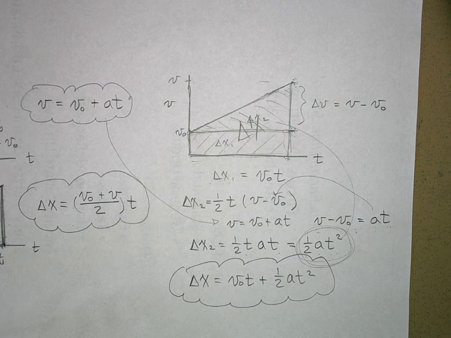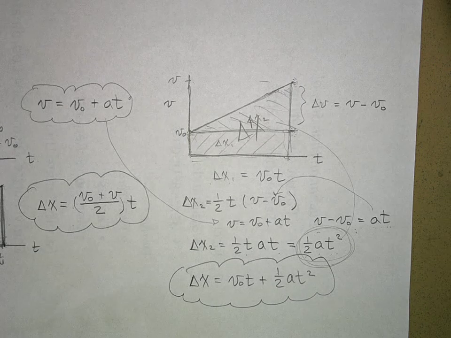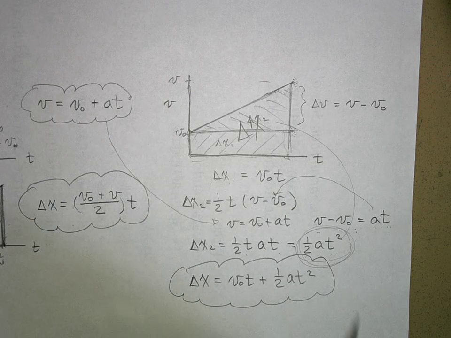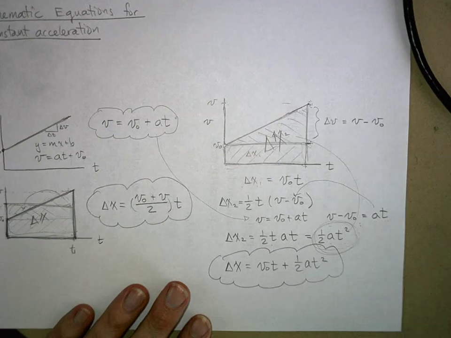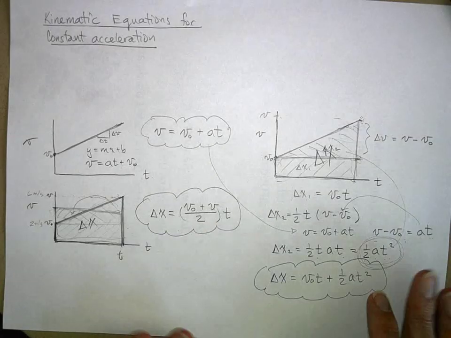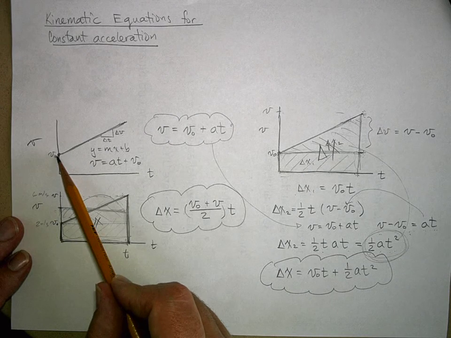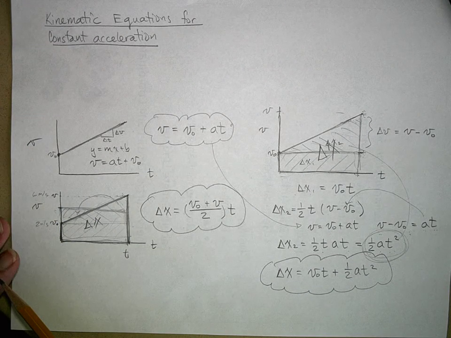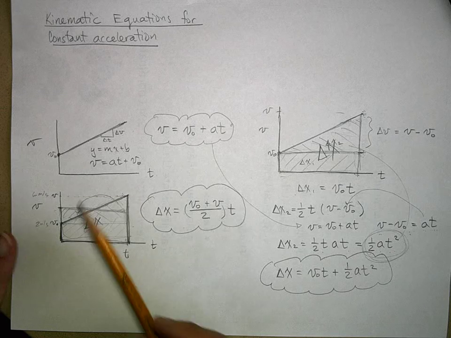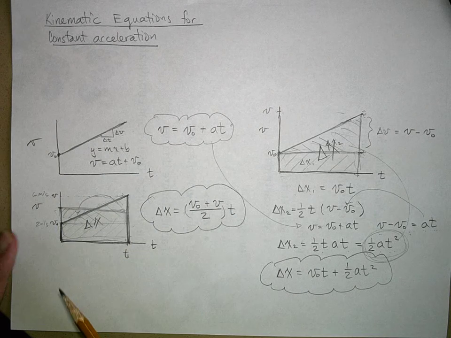I'm going to derive one more. And this one is strictly going to be a mathematical, an algebraic one. Let me zoom out so you can see the whole page here. All of these three equations are based on this graph, velocity increasing at a steady rate with time. So this is an object going faster and faster and faster.